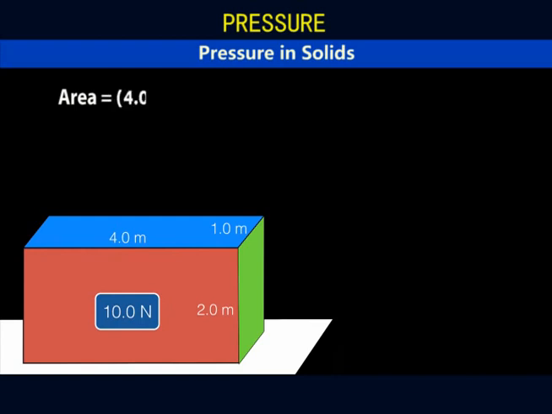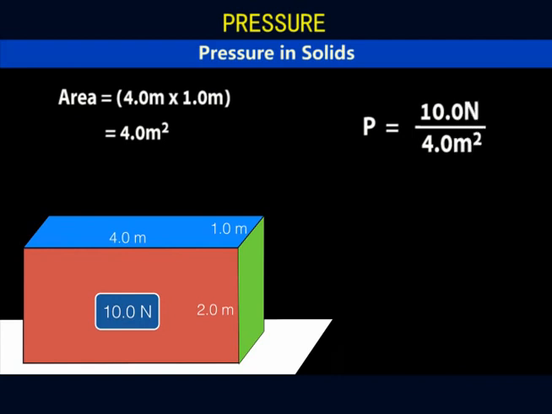It will be 4.0 times 1.0, giving us 4 square meters. So pressure is equal to 10 newtons over 4 square meters, and that gives us 2.5 newtons per square meter, or simply 2.5 Pascal.